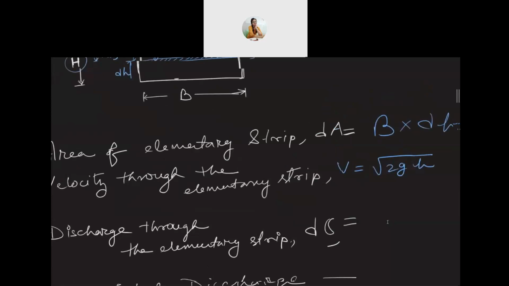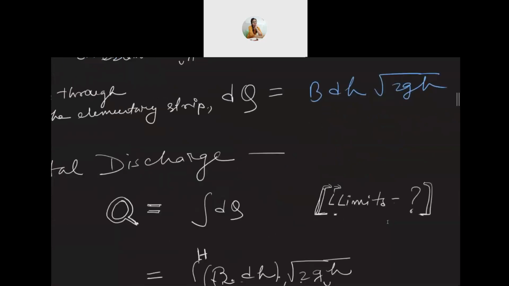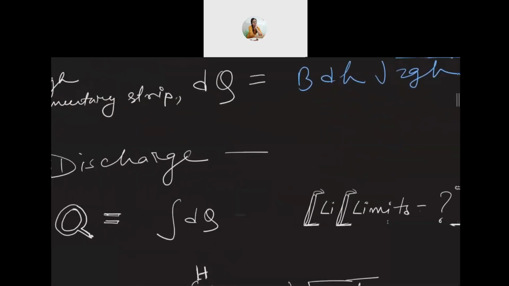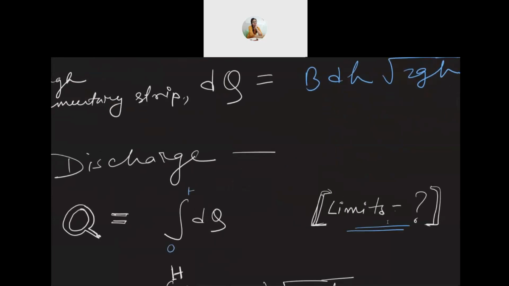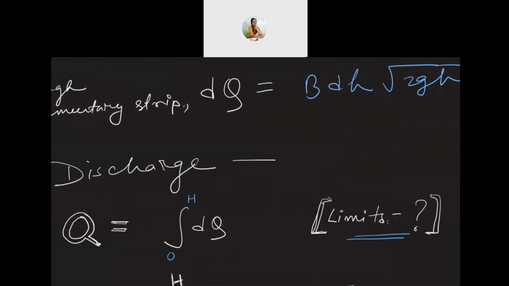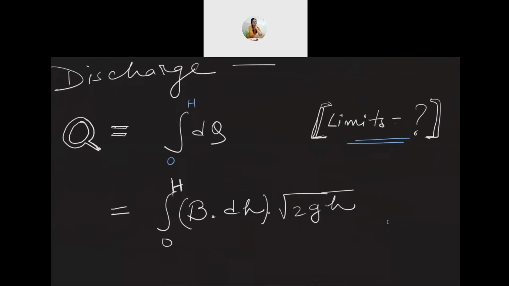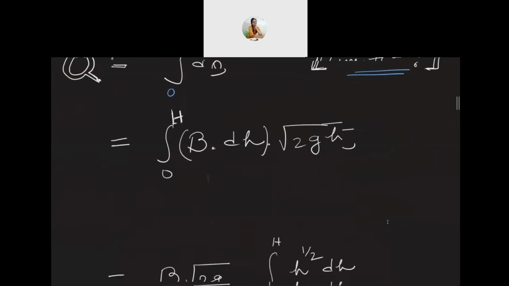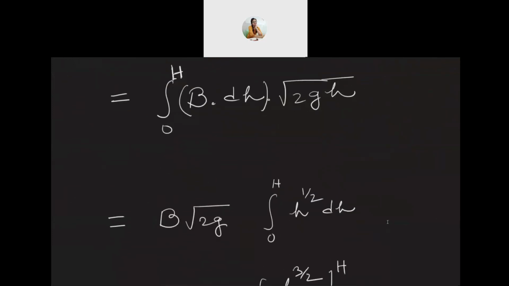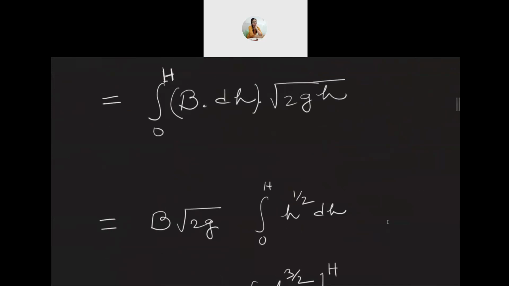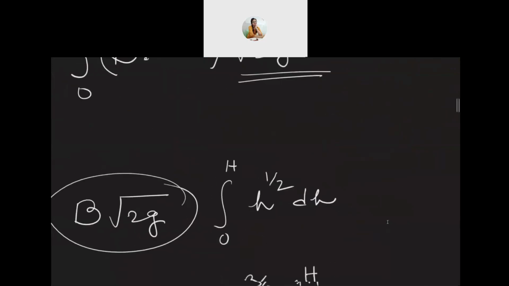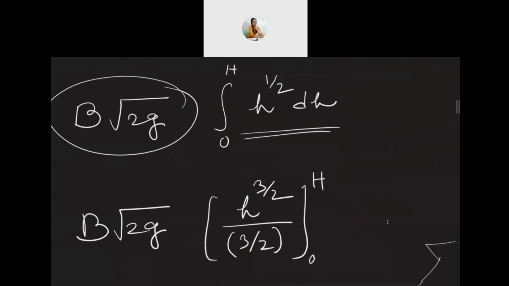Now, the total discharge can be obtained by integrating this. The limits of integration will be from h equal to 0 to h equal to capital H. So we write the limits as 0 to capital H. Once we plug in the values, the area is given as b into dh, and the velocity is given as root over 2gh. b and root over 2g can be taken out of the integration sign, and under the integral remains root over h, that is h to the power 1 by 2, and dh. After integration, we arrive at this result.